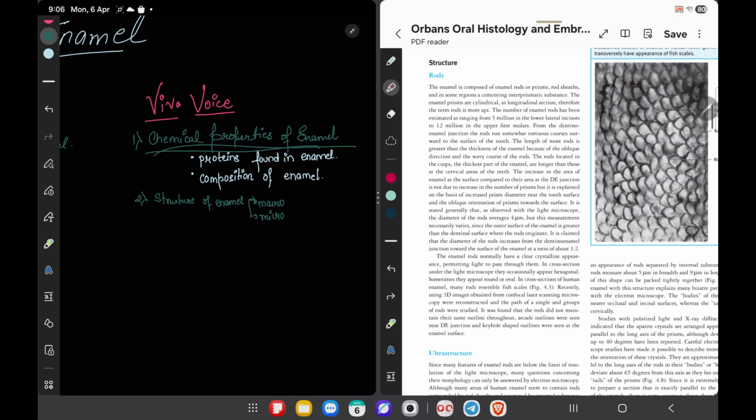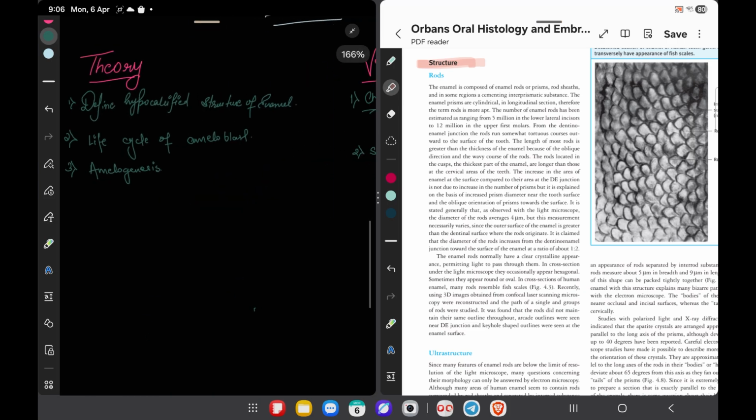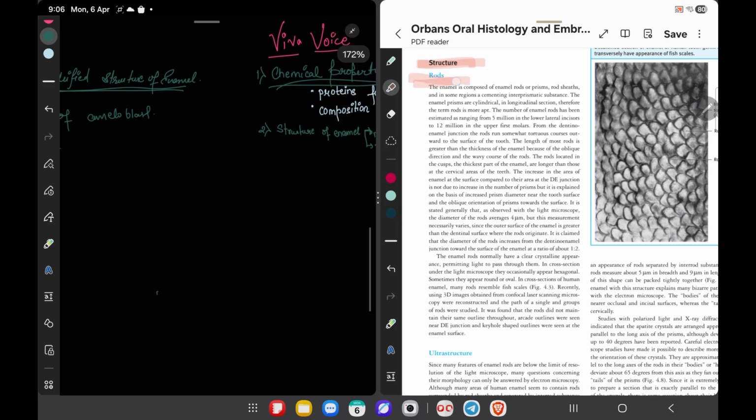Now we will start with the structure. Structure is another part. You won't be asked about the structure in your oral exam or in your written exam. You will be asked about the hypocalcified structures, as I have written, in enamel. There you are going to be asked like this: what are the hypocalcified structures in enamel? What are the hypercalcified structures? So we will discuss the hypocalcified structures here, like enamel rods, which are the most important part of the whole enamel.